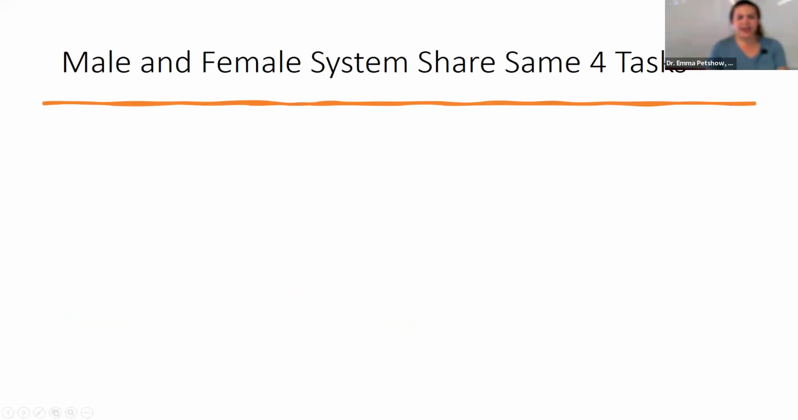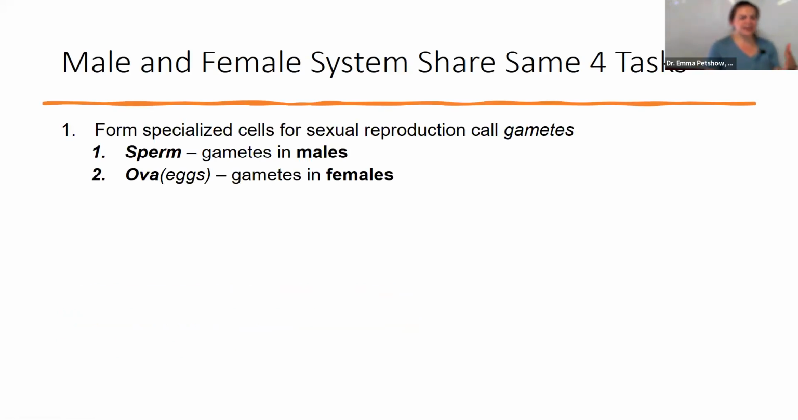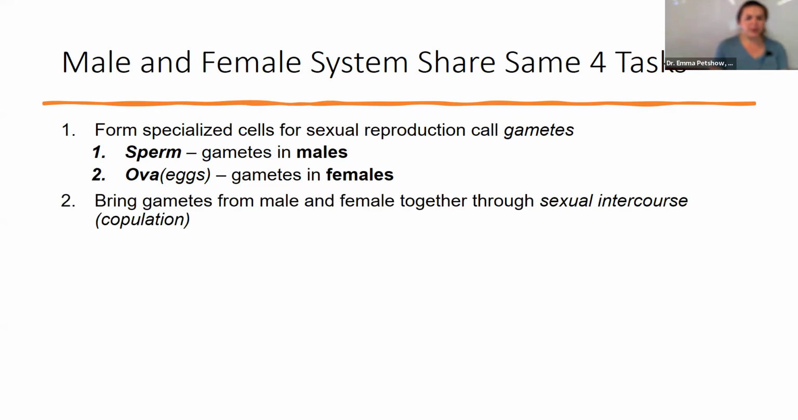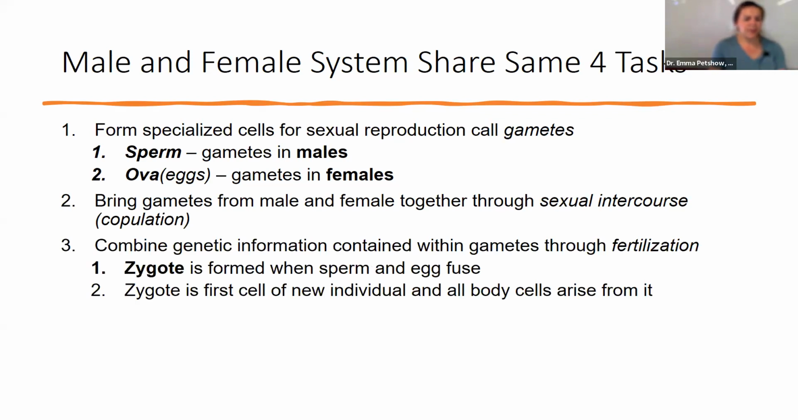So in the male and female system, there's the same 4 tasks that happen in both. When we're talking about development, we're talking about creation of gametes, our sperm and our ova, or our eggs. So we have to form specialized cells for sexual reproduction, our gametes: sperm, male; ova, female. We have to bring those gametes together through intercourse or coitus. We have to combine the genetic information from a maternal and paternal gamete through fertilization. When egg and sperm fuse, that creates our zygote.